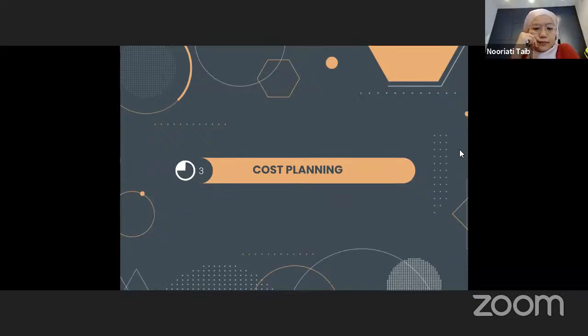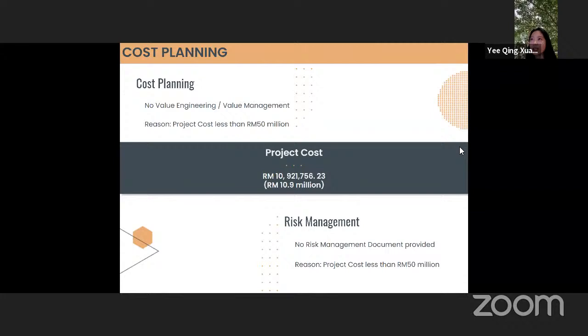Thanks. So for the cost planning part, this project does not have any value engineering and value management because the project cost is less than 50 million.